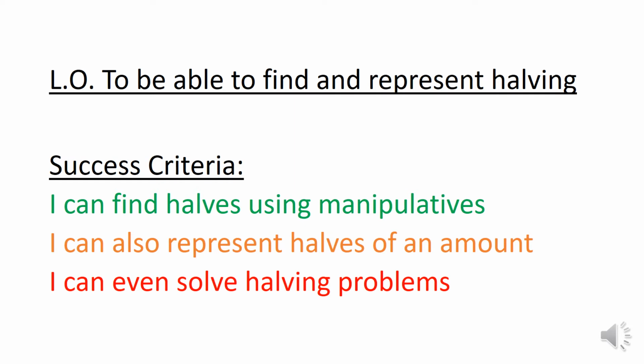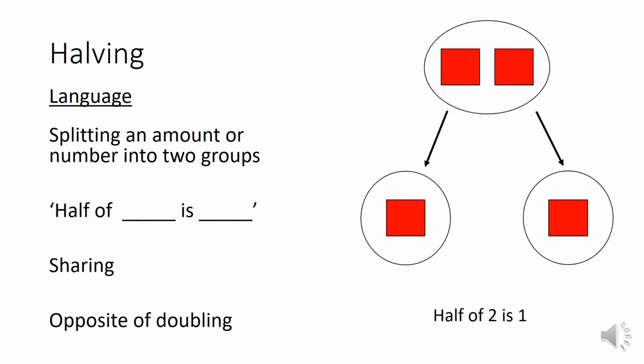So our learning objective for the week is to be able to find and represent halves or halving. And we've looked at finding halves using manipulatives in the last video. Today we're going to begin looking at the second success criteria of representing halves of an amount, so the representation part. And then later on this week we're going to look at solving halving problems.